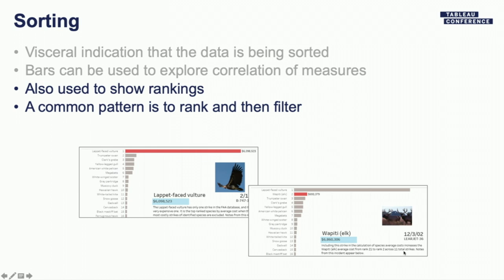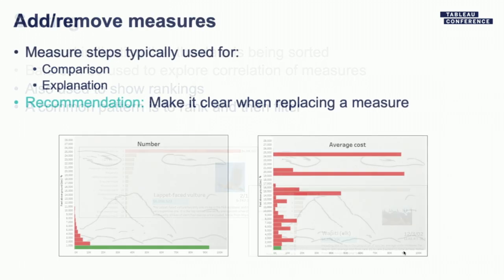Now, sorting is also a great way to see ranking. And so in this particular story, I was focusing on ranking. In that story, I didn't do it, but a very common pattern for data stories is to rank, either the top or bottom, and then go focus on the highest or lowest ranked things, and then proceed forward to try and figure out why those were ranked the way they are.